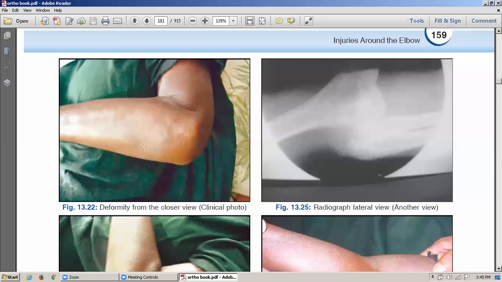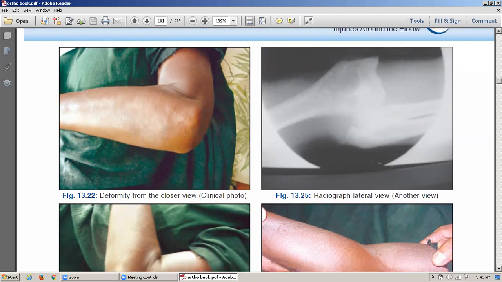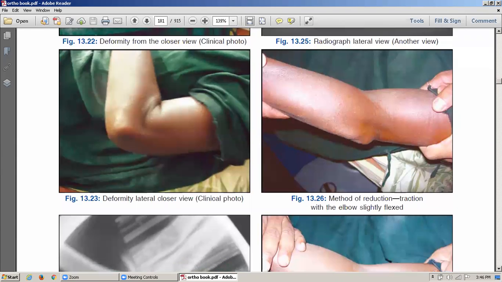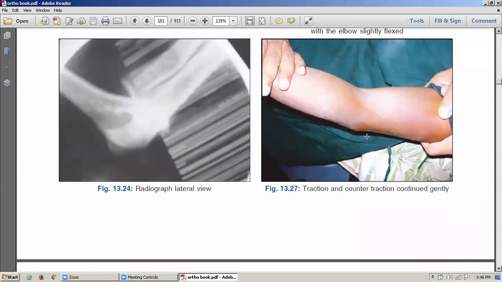This is a diagram of the deformity from the close view. Clinical. This is a radiograph that shows a lateral view. This is the deformity, lateral close view. This is the method of the reduction, that is the traction with the elbow slightly flexed. And this is the radiograph in the lateral view.